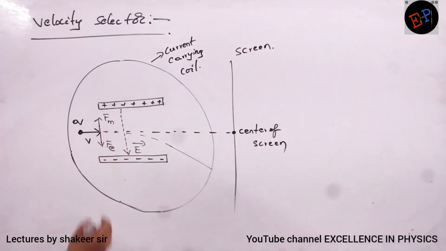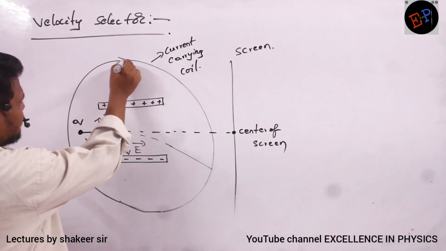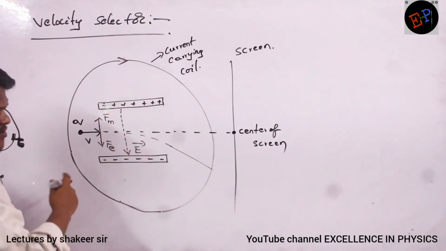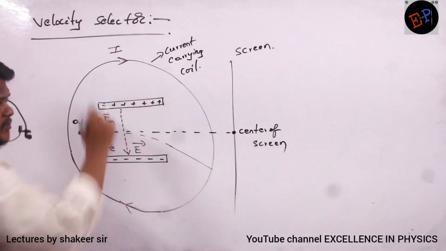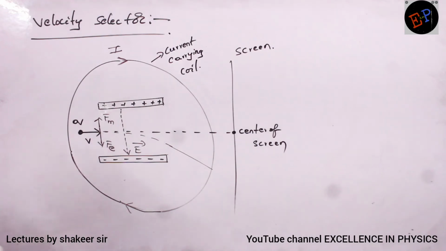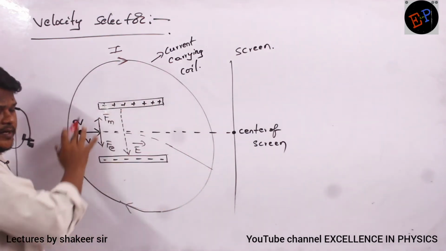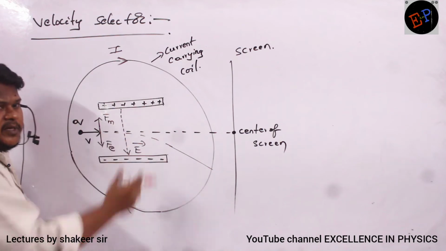Okay, let us see. Consider this is the clockwise direction of current. This is clockwise, no? Let us consider. This is the direction of current. Clear? So if this is the orientation of current, the magnetic field will be in which direction?